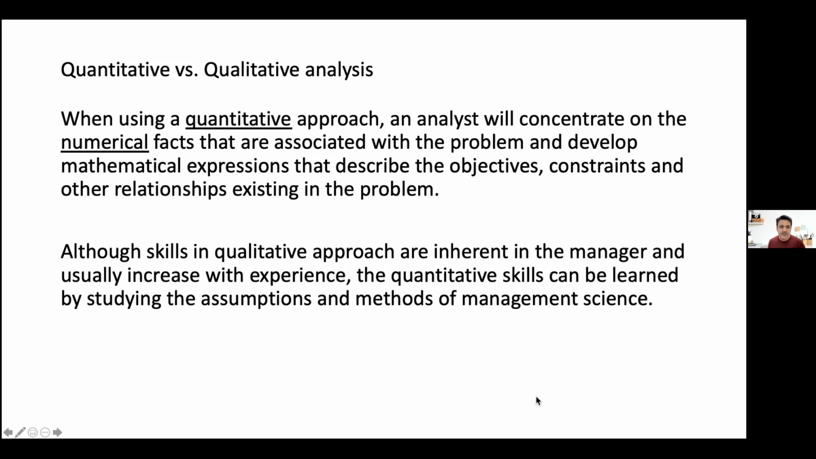So as you see, those skills in the qualitative approach are inherent in the manager and usually increase with experience. The quantitative skills can be learned by studying the assumptions and methods of management science. So we still can learn this using management science and improve ourselves in that matter, in that approach as well.